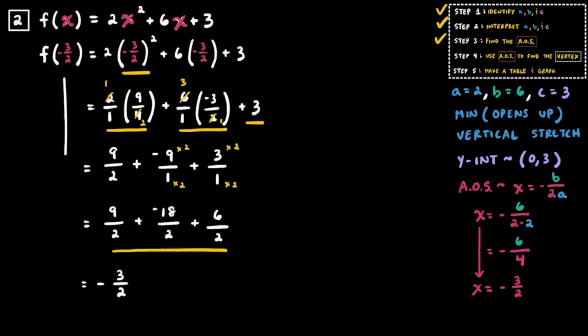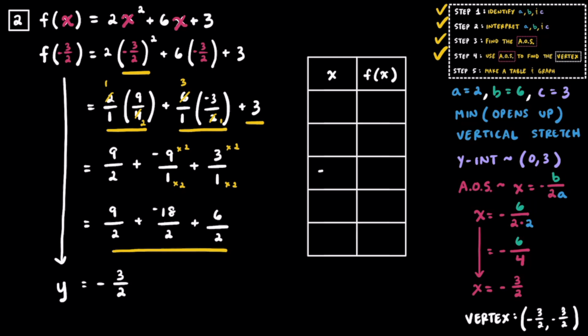So it looks like when we substitute in our negative 3 halves for x, we also get negative 3 halves out for y. From this, we know that our vertex is located over in quadrant 3 at negative 3 over 2, comma negative 3 over 2. Now that we have the vertex, let's work on a table and then a graph.